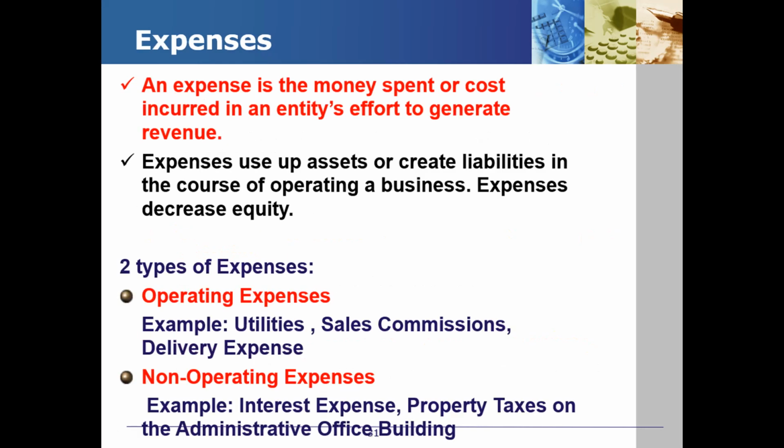Next. Expenses. What is expenses? An expense is the money spent or cost incurred in an entity's effort to generate revenue. Expenses use up assets or create liabilities in the course of operating a business. Expenses will decrease equity. Two types of expenses. Operating expenses. Example, utilities, sales commissions and delivery expense. Non-operating expenses. Example, interest expense and property taxes on the administrative office building.